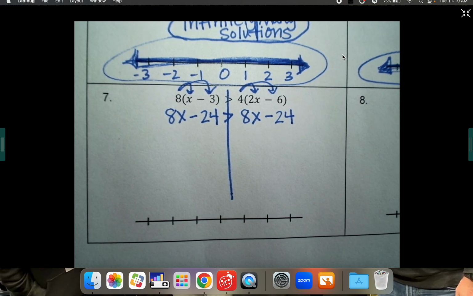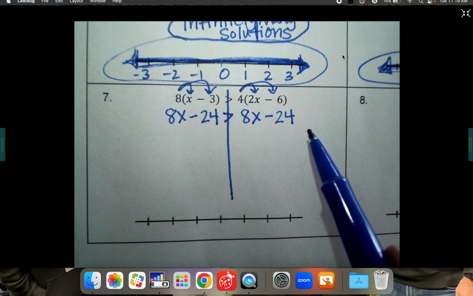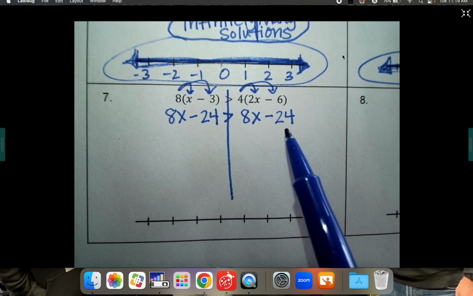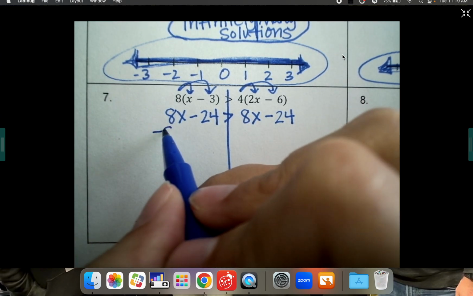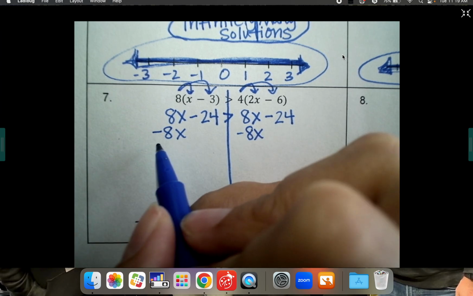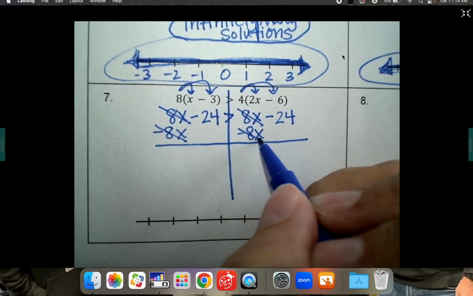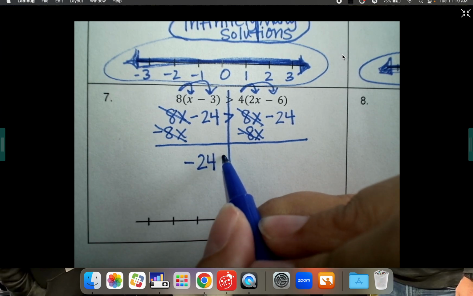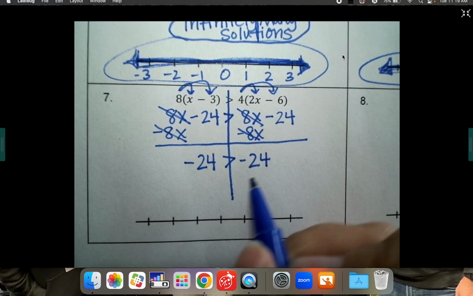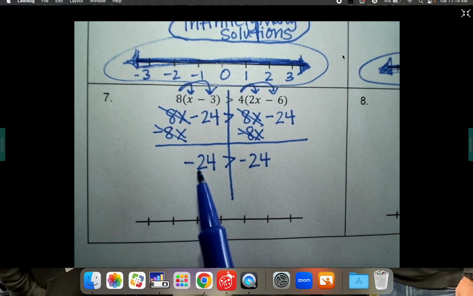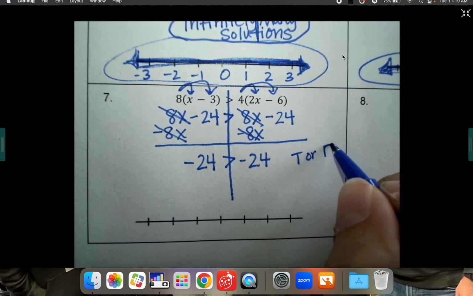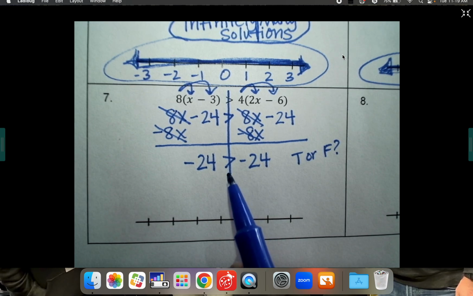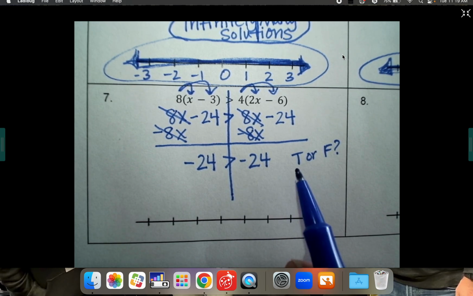Okay, let's take a look at what happens here. Don't just stop and assume it's infinite solutions because it's the same thing over here as it is over here, because we need to talk about what the symbol means. So if we go ahead and subtract 8x off both sides, we know they're going to drop out and cancel out, and let's see what we're left with. So this statement actually reads negative 24 is greater than negative 24. Is negative 24 greater than negative 24? So it would need to say or equal to in order for it to be true.